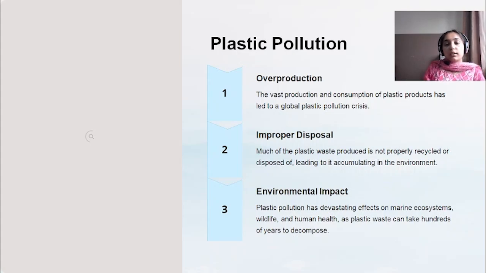So the negative impact of plastic can be seen on the environment as well, as we already know that plastic waste materials take hundreds of thousands of years to decompose. So the marine ecosystem, wildlife and human health are all compromised. Plastic pollution has a devastating effect on marine ecosystems, wildlife and human health, as plastic waste can take hundreds of years to decompose.